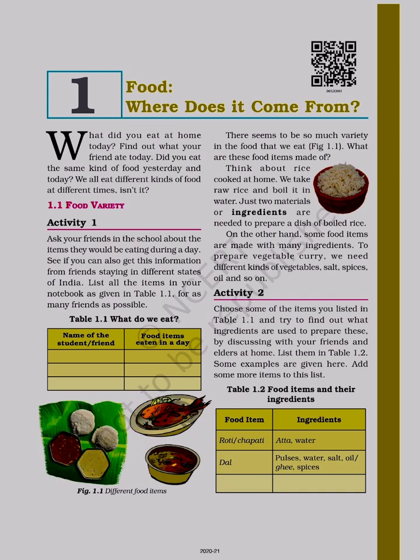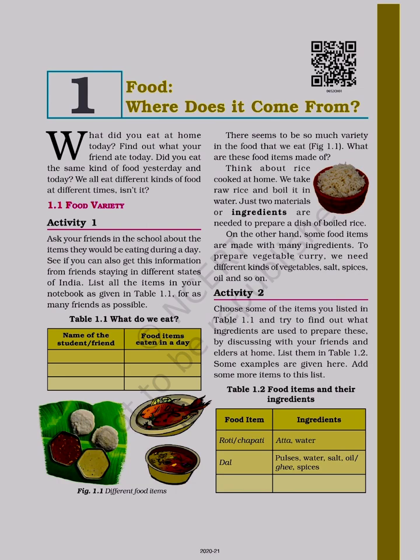1.1 Food Variety. Activity 1. Ask your friends in the school about the items they would be eating during a day. See if you can also get this information from friends staying in different states of India. List all the items in your notebook as given in Table 1.1 for as many friends as possible. Table 1.1. What do we eat? Name of the student or friend. Food items eaten in a day.